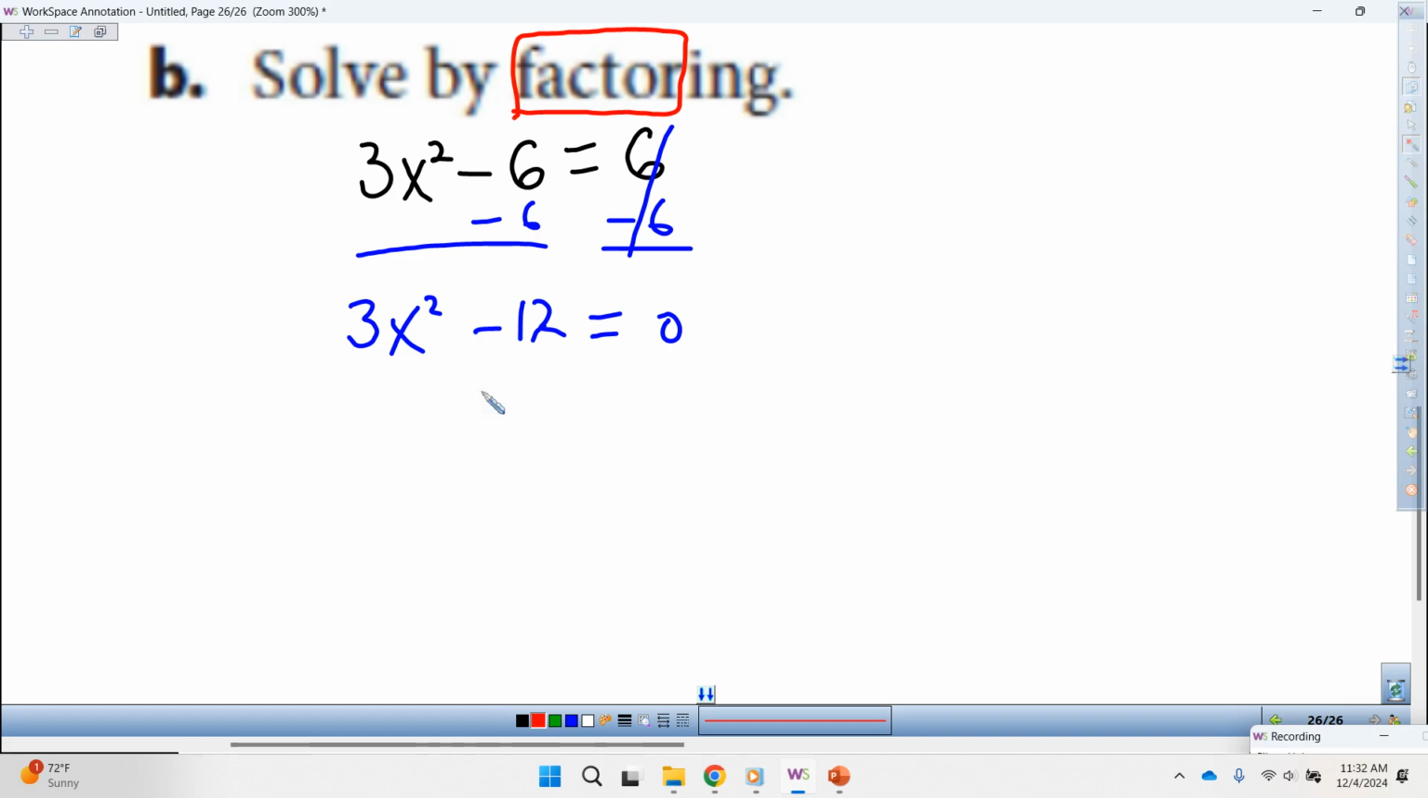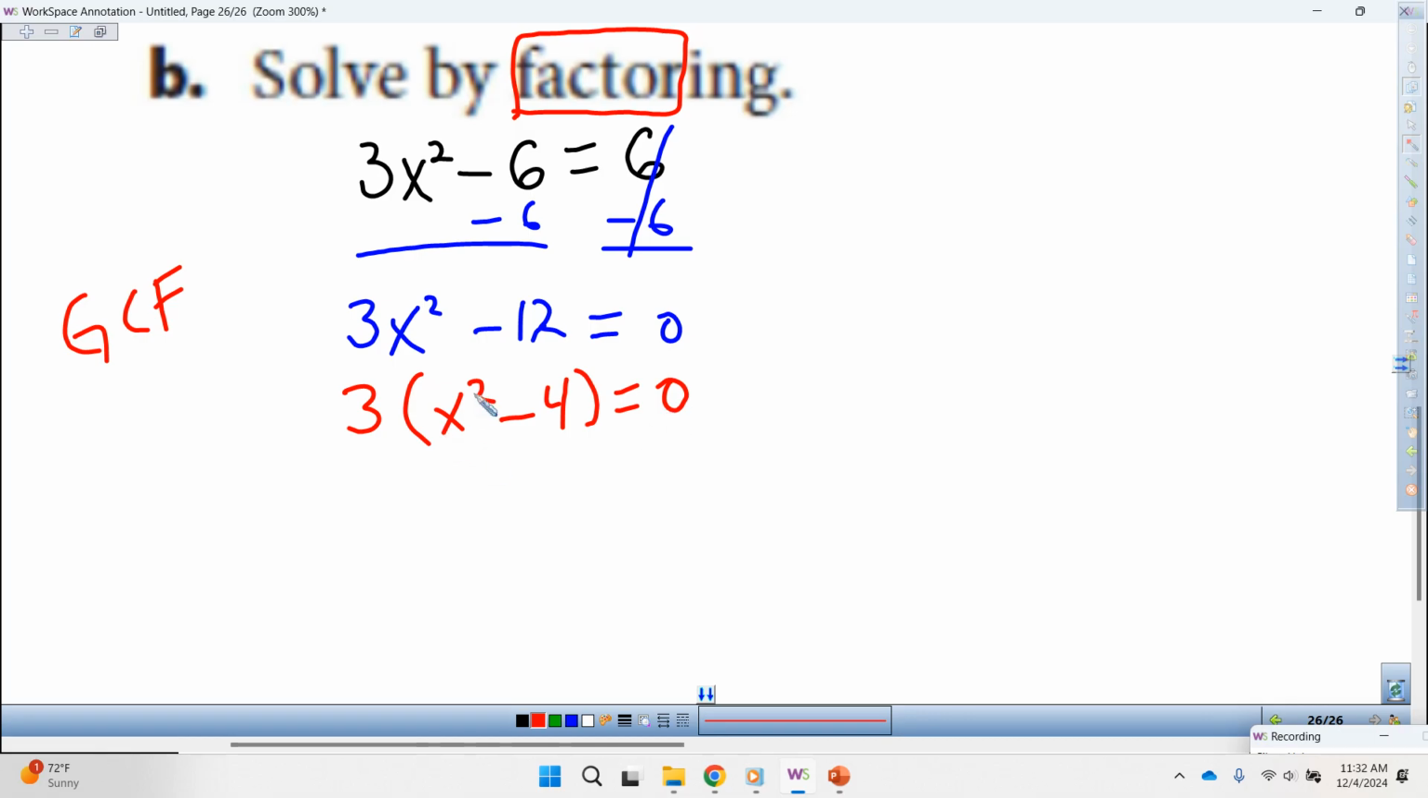All right, tell your neighbor. What do we check for? GCF, what is that? 3, so we're left with x squared minus 4 equals 0.